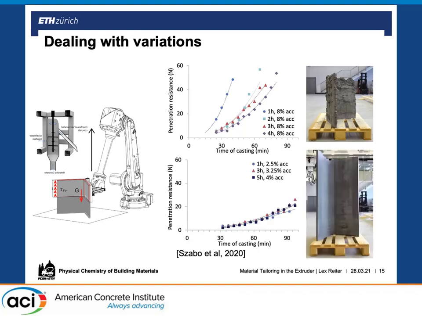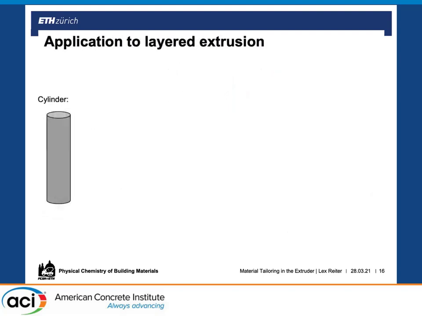So the picture you see on the right is the result for the process that she got. However, when she did a bit of tweaking and kept the strength buildup more consistent, the process was working very well for her. So we have to find ways to either get robust chemical systems or to deal with these variations.